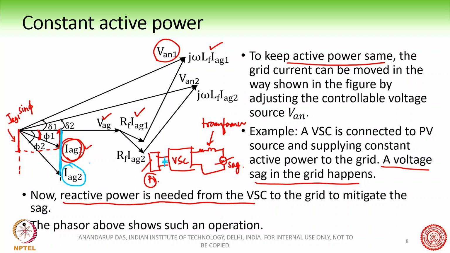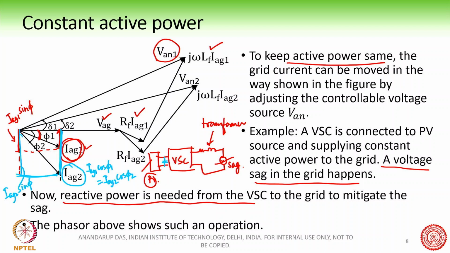So IAG1 cos phi 1 is equal to IAG2 cos phi 2, so that the active power remains the same, because the PV is generating the same active power. So it must be maintained constant. But now we want more reactive power, right? So this projection, which corresponds to IAG2 sin phi, is increasing. Okay, this is increasing now.